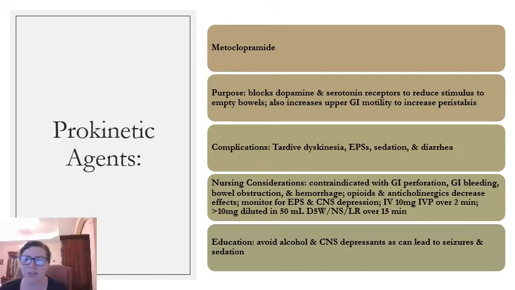We can give it IV if we need to, 10 milligrams. We would give it IV push over 2 minutes. But if we're going to need to give more than 10 milligrams, then we're going to need to dilute it in 50 milliliters and give it over 15 minutes. And that can be diluted in D5W, normal saline, or lactated Ringer's. Doesn't really matter. But the importance there is the 10 milligrams cutoff. So 10 milligrams you can push slowly over 2 minutes undiluted. But once you're more than 10 milligrams, it's important to dilute it because it can be very irritating to the vein and cause even more risk for complications.